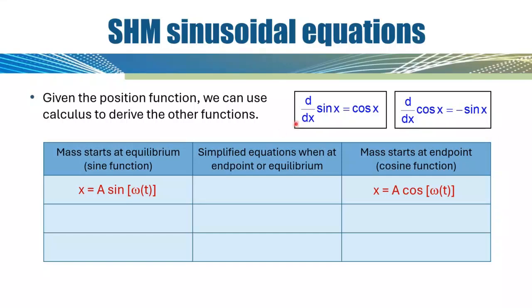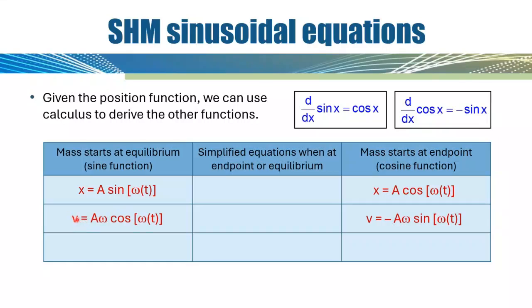Let's start by looking at these derivative statements. This reminds us that the derivative of the sine of x is equal to cosine of x, and the derivative of cosine of x is equal to negative sine of x. So let's write down the velocity functions and explain how we got them. In this case, we have sine of omega t, so omega t is like x in this statement. The derivative of sine of omega t is cosine of omega t. Then the chain rule says that we also have to take the derivative of the inside term. The derivative of omega t is omega, and because that's a constant, we're going to pull that out front.